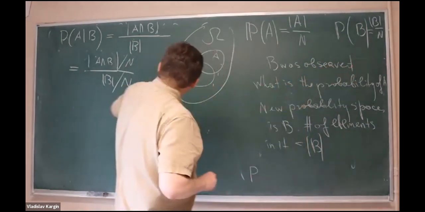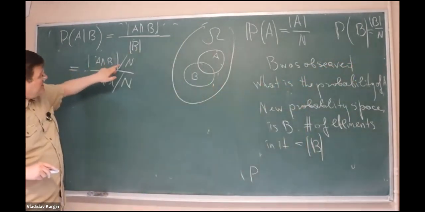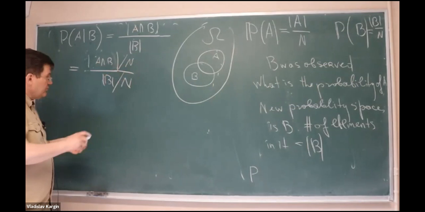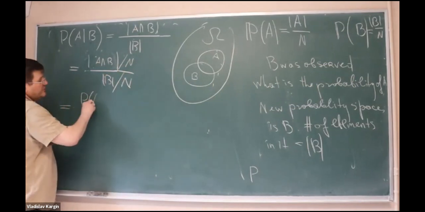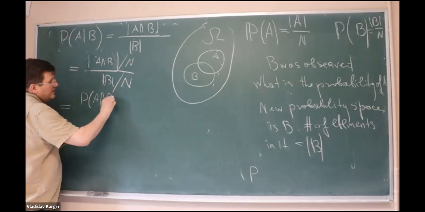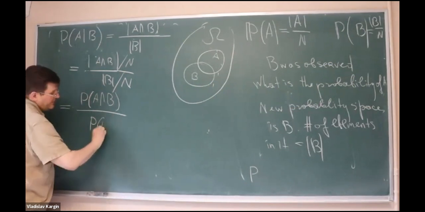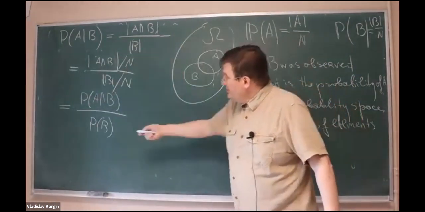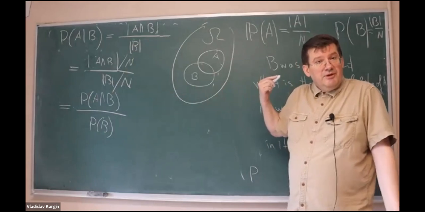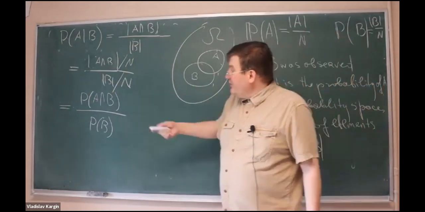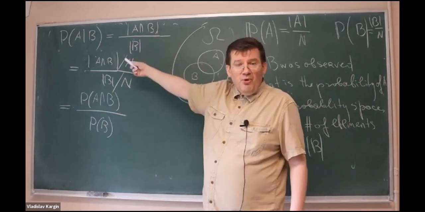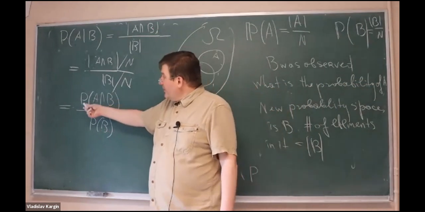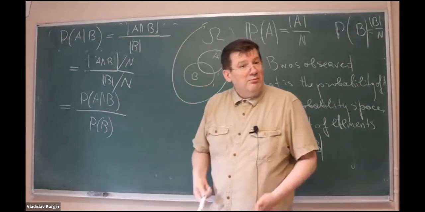Right? And the number of elements in A intersect B divided by n is the probability of A intersect B. So it is equal to the probability of A and B divided by the probability of B. So if for some reason we already calculated the probability of B, for example the probability of a full house, we don't need to build a new model. You can just use this probability of B, which was previously calculated, but you also need to calculate the probability of A intersect B, which might be difficult, maybe not.